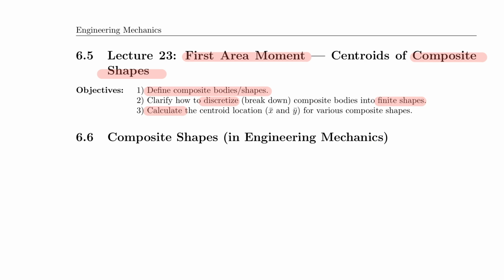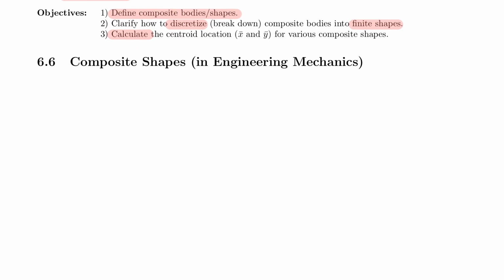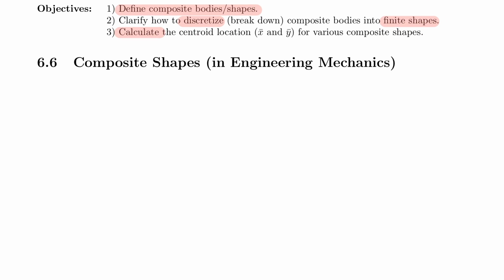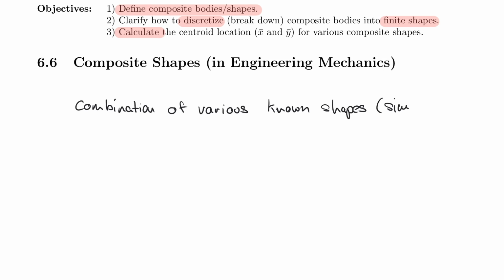So let's get started and let's talk about composite bodies. In fact, maybe composite bodies is not the good word. Maybe it's better to say shapes. And what is a composite shape? So a composite shape is really a combination of various known shapes. And maybe I should call that simple shapes.